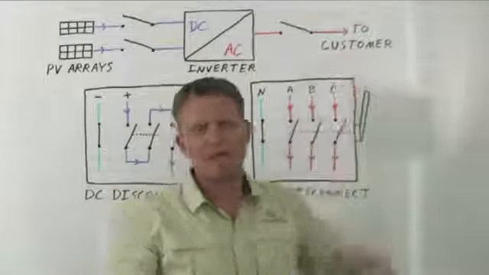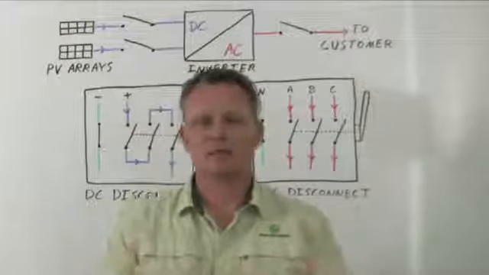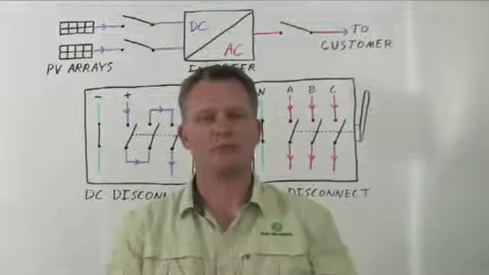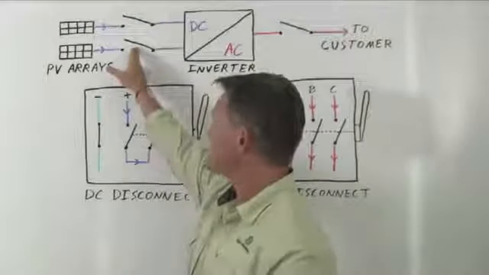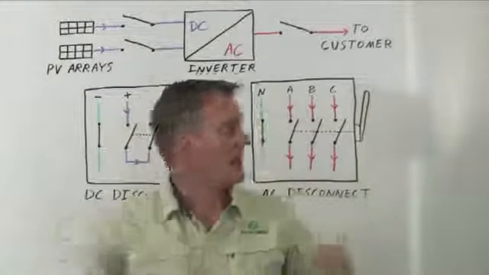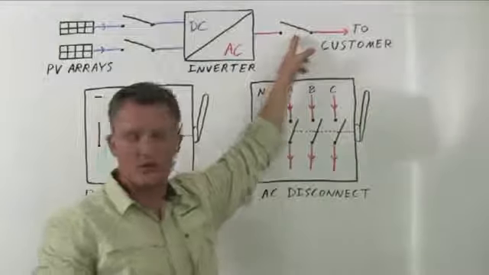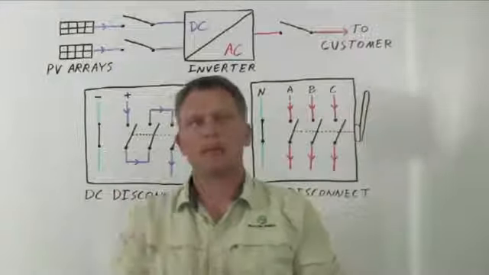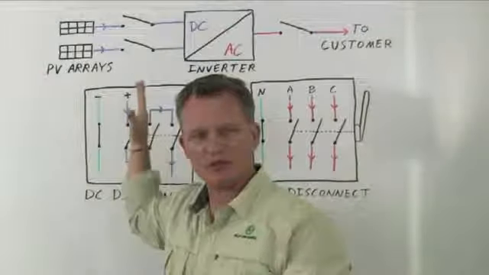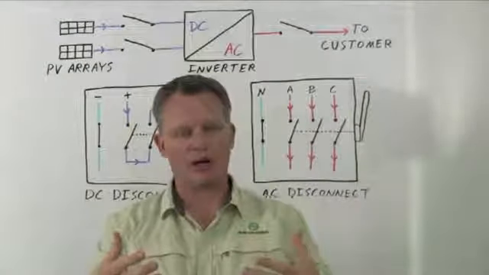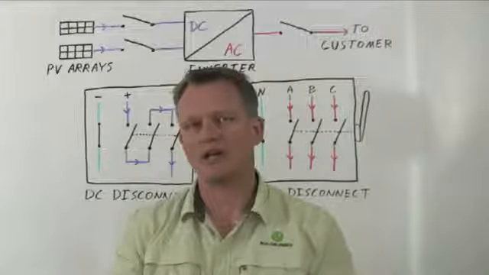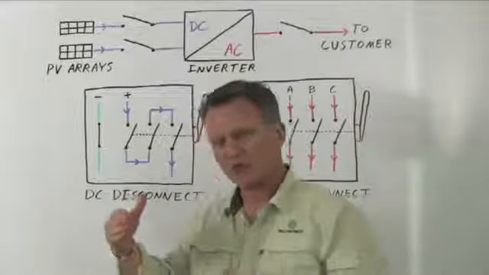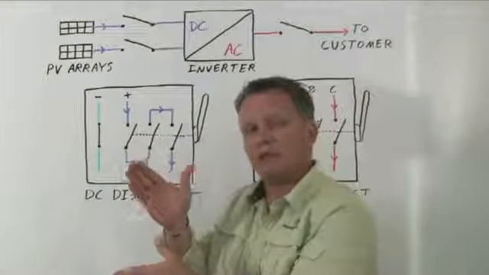Now, the reason we need disconnect switches is to isolate components of the system for safety and for maintenance purposes. Here we're showing disconnect switches on the DC side and a disconnect switch on the AC side. Now, when we want to break these circuits while the system is operating, we call that load break. The reason load break is significant is because current's actually flowing through that switch when you go to open it up. Now, why do we care?